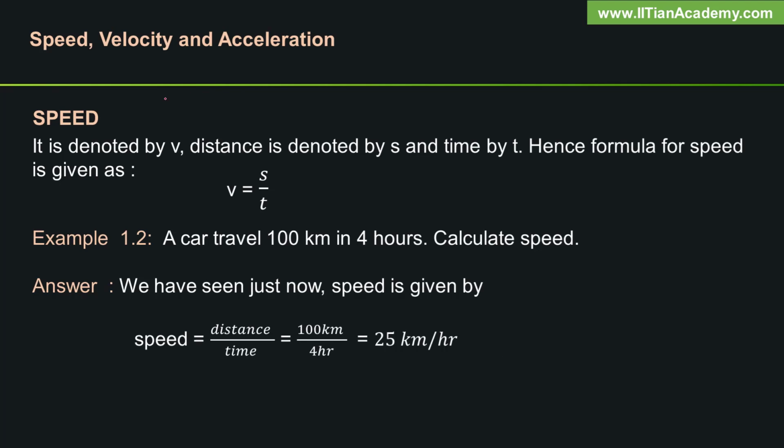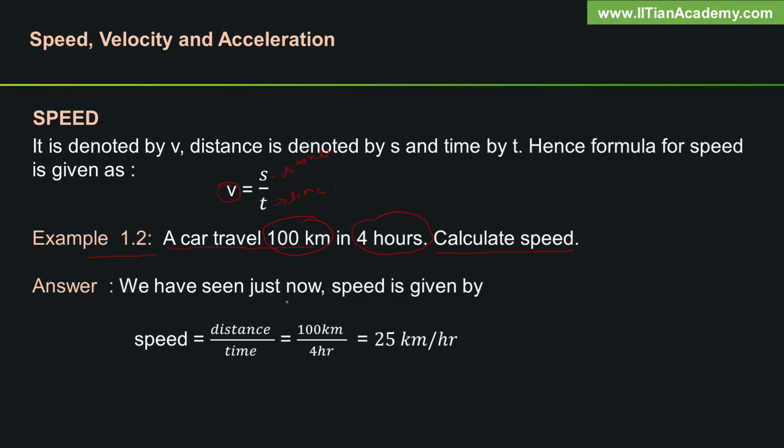Speed is denoted by v, and it is distance, which is denoted as s, divided by t, time. Let us solve one simple example to solve a speed problem. A car travels 100 kilometers in 4 hours. Calculate speed. It is simple.